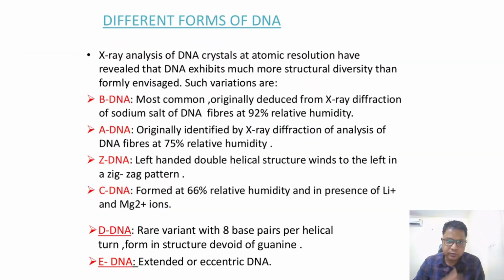Different forms of DNA: X-ray analysis of DNA crystals at atomic resolution has revealed that DNA exhibits much more structural diversity than formerly envisaged. Such variations are BDNA, ADNA, ZDNA, CDNA, DDNA, EDNA. Those are some examples where these kinds of structures are found. This is not very important to remember, just good to know.